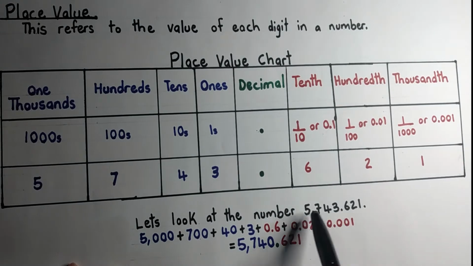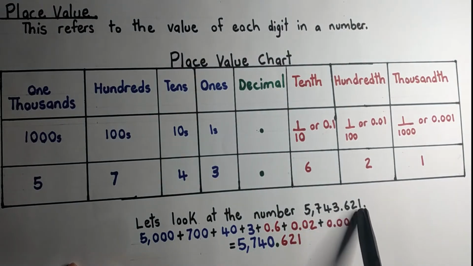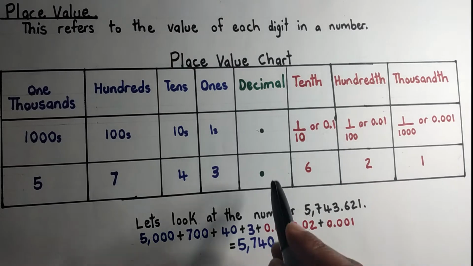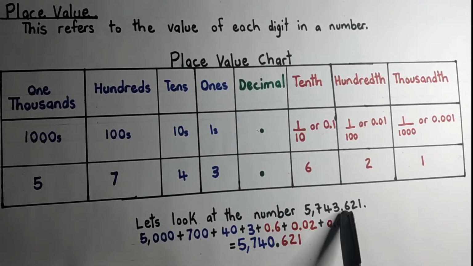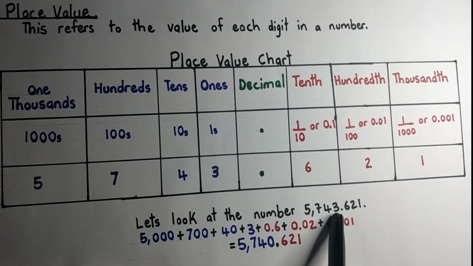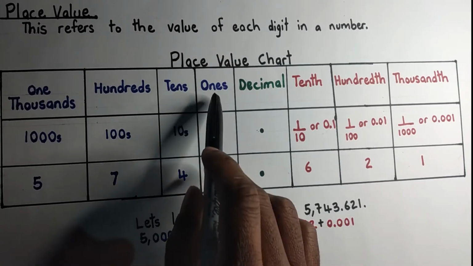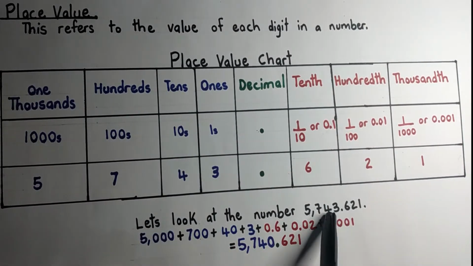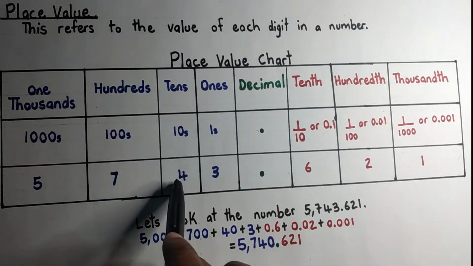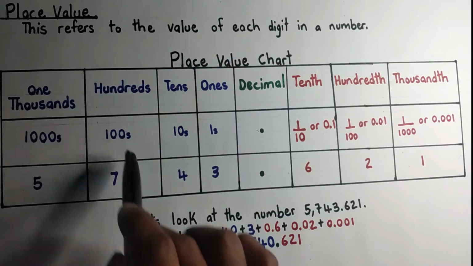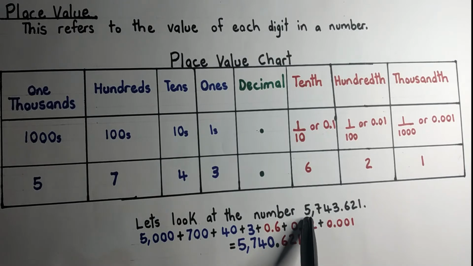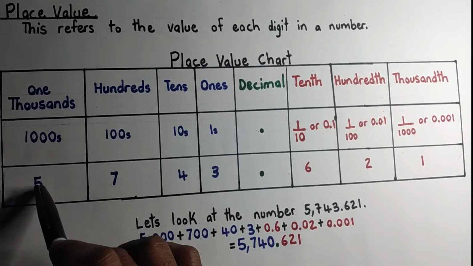So here we have a number. We want to know what each digit represents. What is the value of each digit? Now, here we have the decimal point. So from the decimal point, we know that the first digit to the left falls under the ones column. So the 3 falls under the ones. The digit after that falls under the tens column. And the digit after that, which is 7, falls under the hundreds column, and the 4th digit, which is 5, falls under the thousands column.